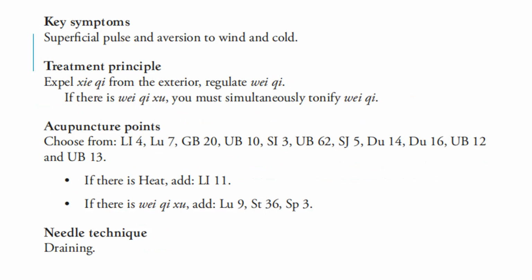We need to expel evil qi from the exterior and regulate wei qi. If there is a wei qi deficiency, you must simultaneously tonify wei qi. Acupuncture points: LI4, Lung 7, GB20, UB10, SI3, UB62, Sanjiao 5, DU14, DU16, UB12, and UB13. If there is heat, add LI11. If there is wei qi deficiency, add Lung 9, Stomach 36, Spleen 3. The needle technique is draining.